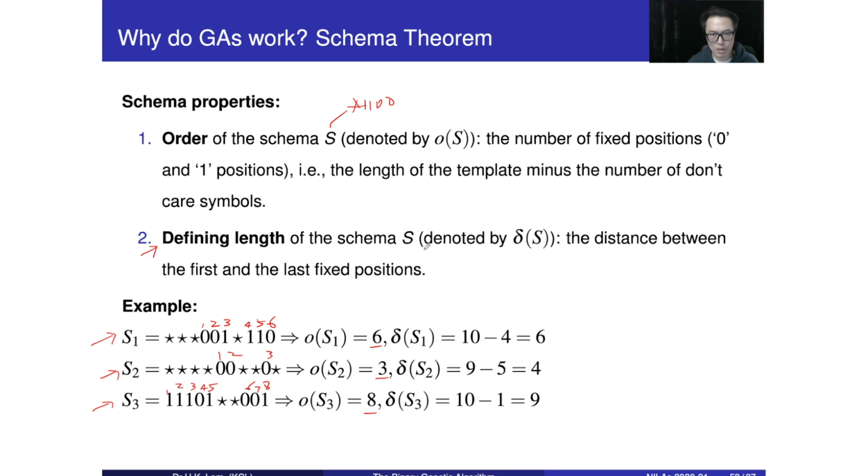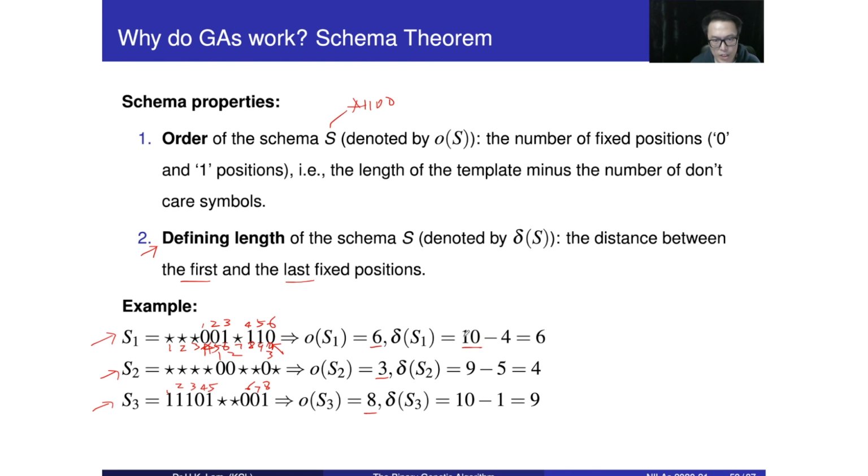S1. So the length of a schema is the distance between the first and the last fixed position. When we are talking about S1, it is the difference between the first and the last position. This is the first position, and this is the last fixed position, because here we have a 0, not a star. This is the first position of the binary bit that is a fixed value, not a star. So we are going to count the positions: 1, 2, 3, 4, 5, 6, 7, 8, 9, 10. The last position is right here.